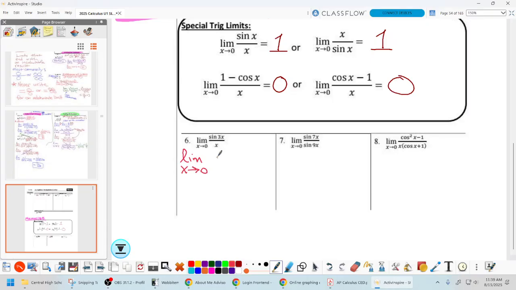Excuse me. If we multiply this by 3 over 3, is that okay to do? Yes. We didn't change anything. Okay. Now we're going to move, and you don't need to write this out every time, but it's kind of like the visual development of this. So I'm just going to separate the 3 on the numerator from the 1 on the denominator. Sine 3x over 3x. Okay?